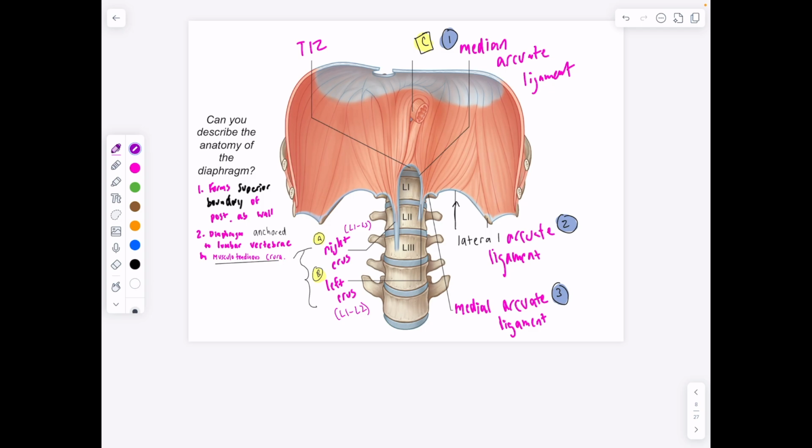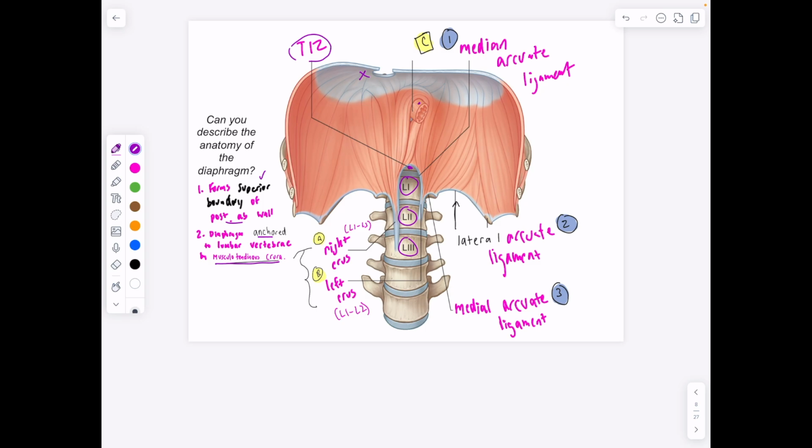So the diaphragm is pretty cool. We said it forms the superior boundary of the posterior abdominal wall, and we have our central tendon here, our esophageal hiatus, but specifically the diaphragm is anchored to the lumbar vertebrae. So we have L1, L2, L3, and we can see the bottom of TV12 here, right? And so our aorta is going to come through right there. But specifically, we have this ligament, and the diaphragm is anchored to these vertebrae by the musculotendinous crura.